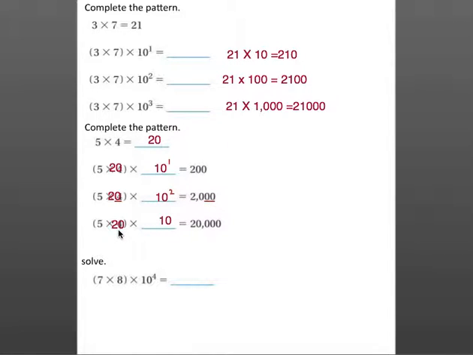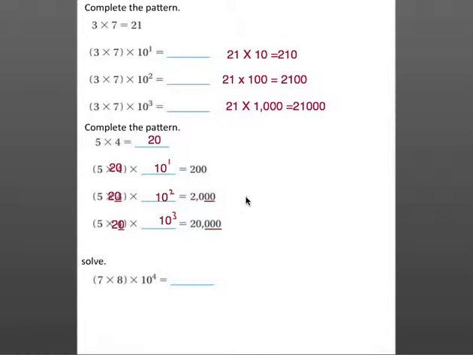And then 20 times what equals 20,000? Well, I'm having 1 0 here that's going to apply to my mental math. So that means I need to add 3 zeros. So that means it would be 10 to the third. And so that's how you'd use mental math to come up with your exponents.